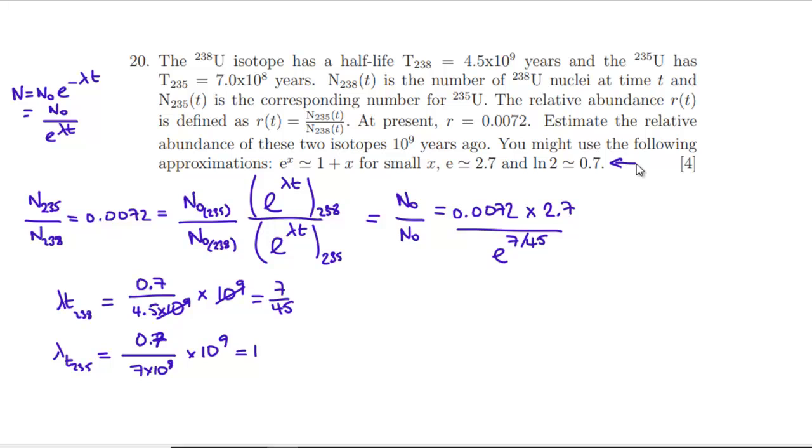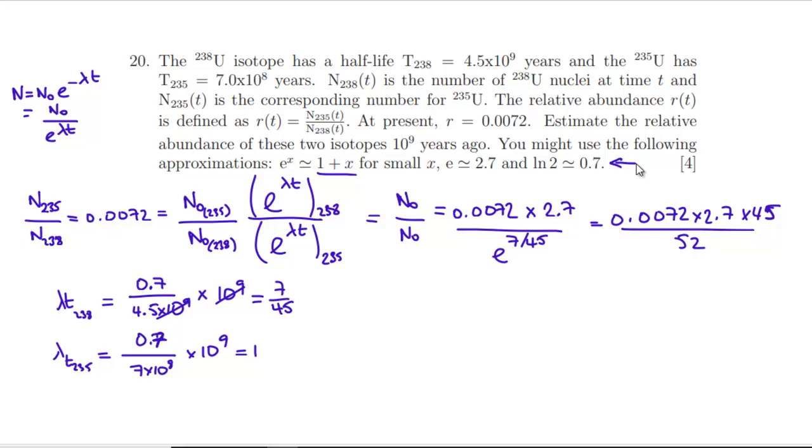Right, that's good. That's going to be using this approximation, so that is 1 plus that. So we're going to be doing 0.0072 multiplied by 2.7 and then multiply by, what is this? 7 over 45 plus 1 is 52 over 45. So multiply by 45 and then divide by 52.